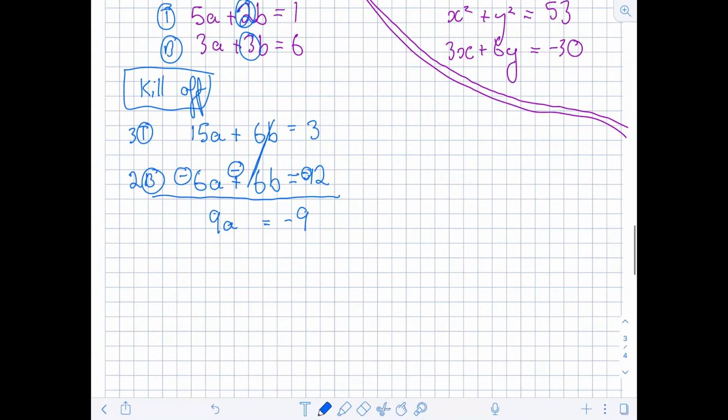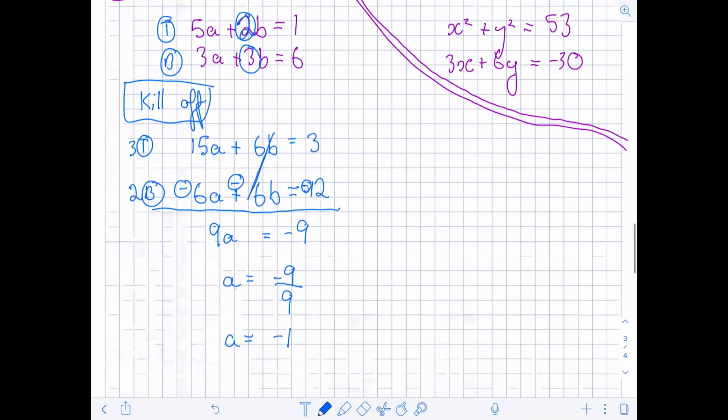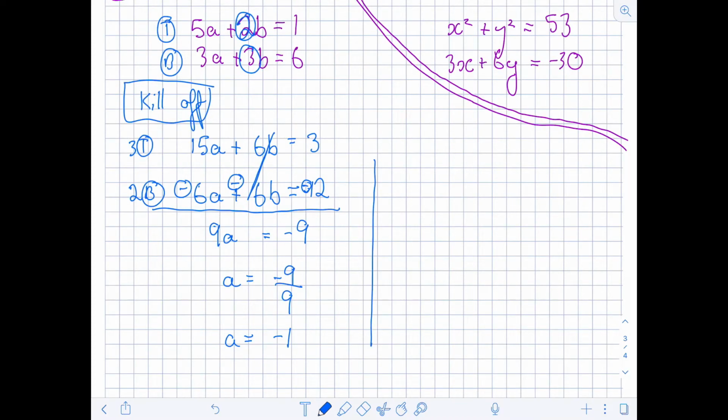If 9a equals 9, to get a by itself, well, we just divide -9 by 9, so a must equal -1. Okay, that's pretty nice. Next job, I need to work out what my b is. So just like I have an answer for a over here, I need to get an answer for b.